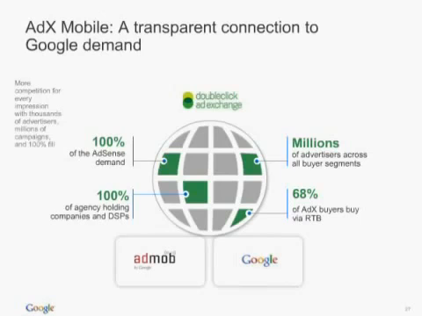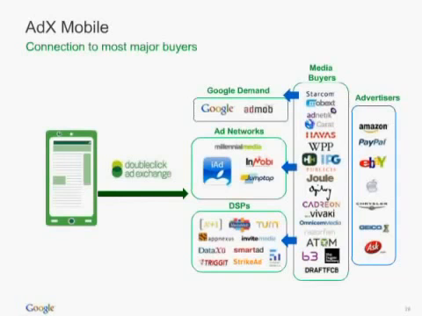If you're a larger company and you would actually like to run an auction, you can do that too. So AdX Mobile is a very transparent connection to all of the Google demand as well as to all the other demand that is out there. What makes AdX different is that one connection into AdX gives you access to most of the major buying sources that currently exist in the mobile space.